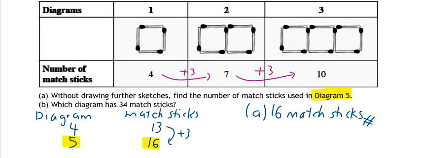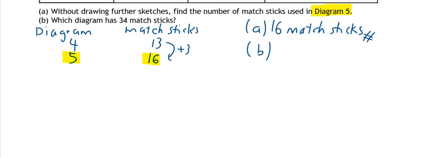Now let's move on to part B. Which diagram has 34 matchsticks? Here, you have no choice but to proceed from 16 and then add another 3 to get 19. This is diagram number 6. Let's continue until you get 34. 19 plus 3 is 22, so this is diagram number 7. And then plus another 3, you have 25.